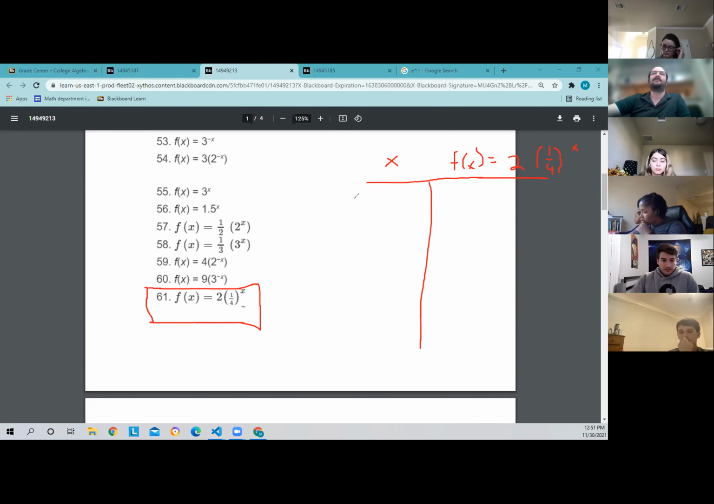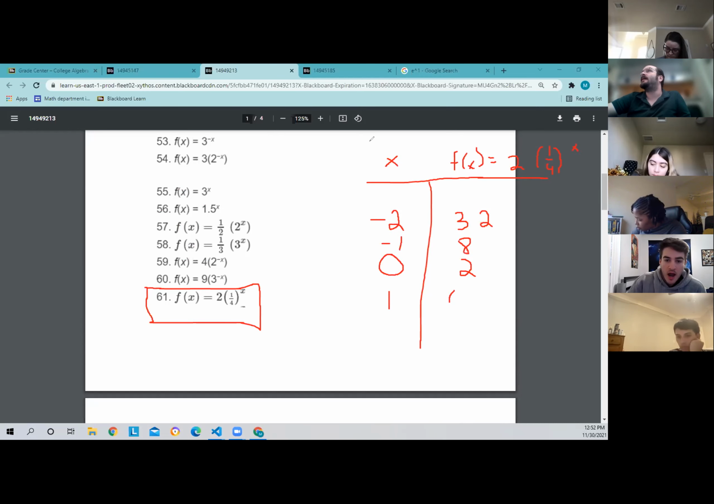Josh, did you do this one? So for my T chart, I got -2, 32, -1, 8, 0, 2, 1, 0.5. A half. Did you do any more numbers or just those 4?